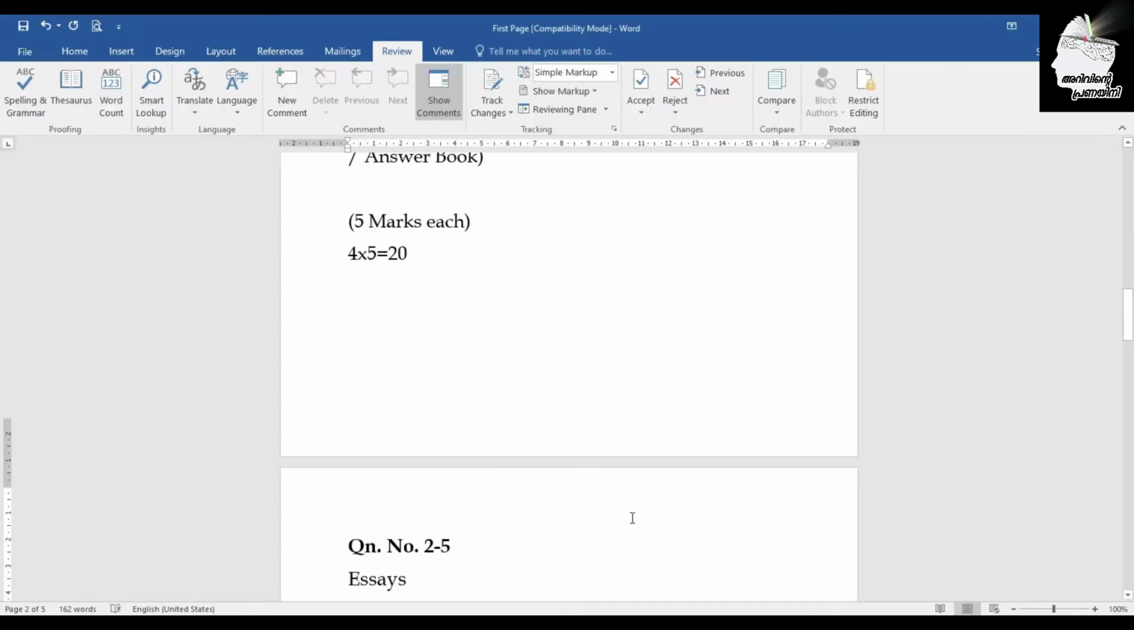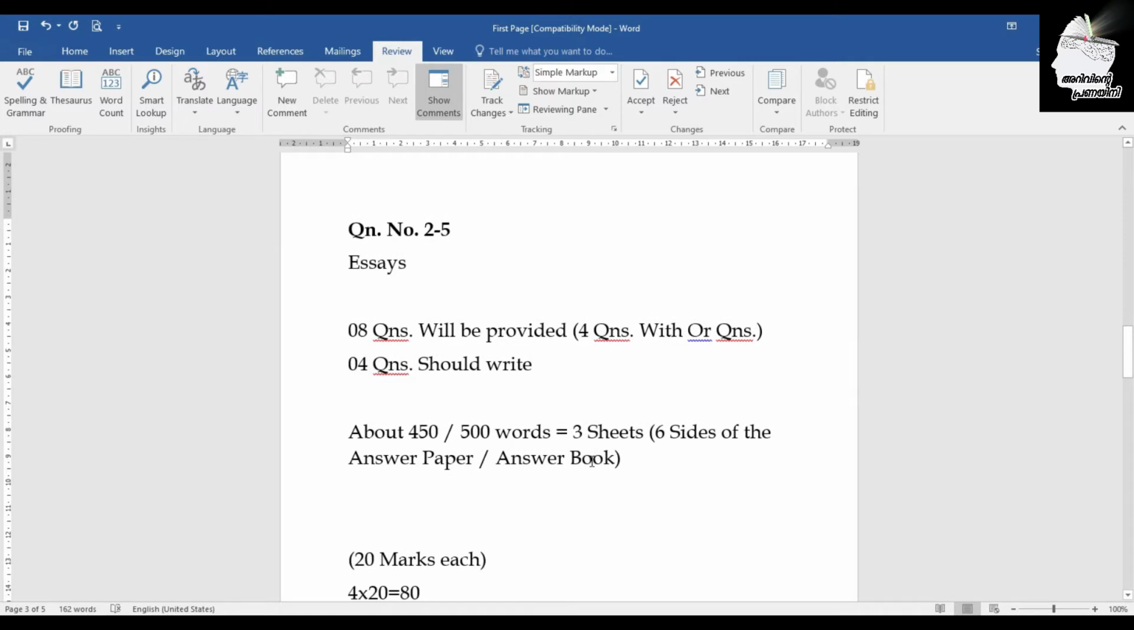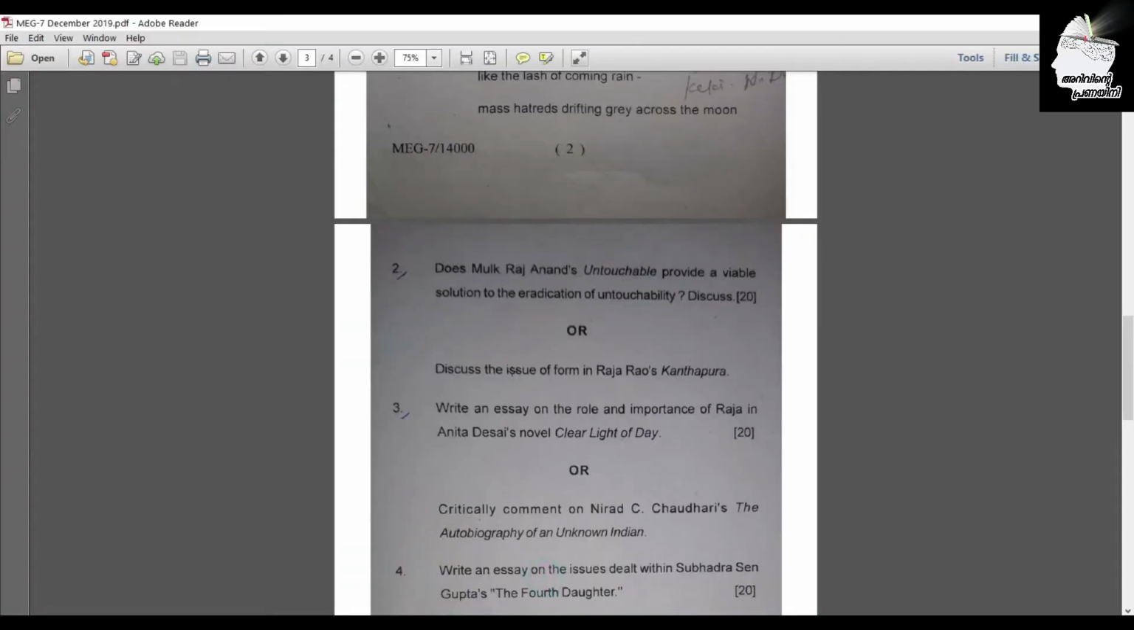And the next question will be from 2 to 5, essay questions, and 8 questions will be there. That means 4 questions will be answered, and you will be provided questions like this: Mulk Raj Anand's Untouchable provides a viable solution to the eradication of untouchability, and also questions like discuss the issue of form in Raja Rao's Kanthapura. Likewise, you will be provided.